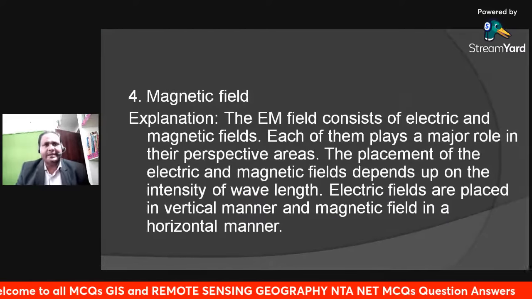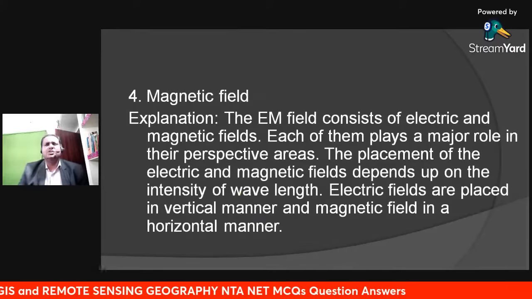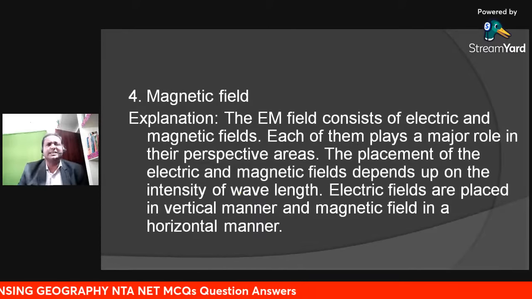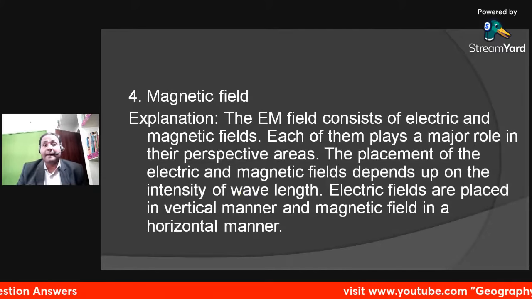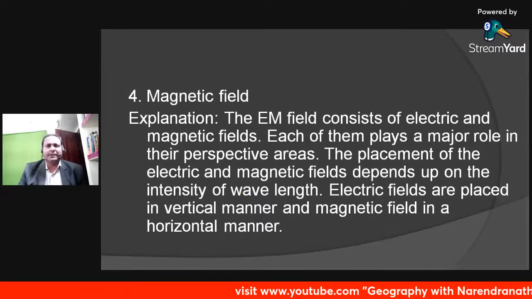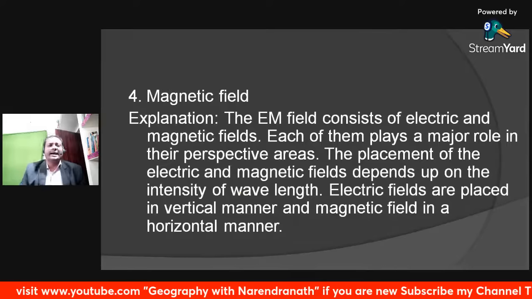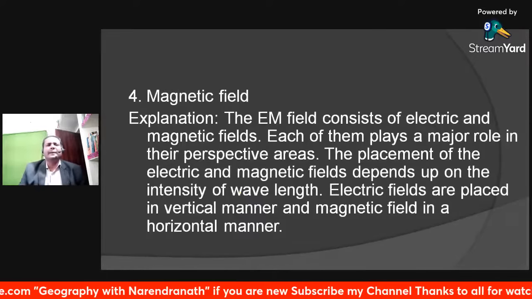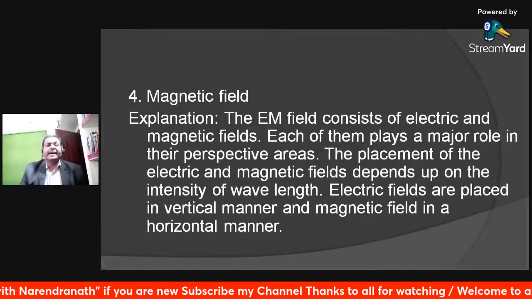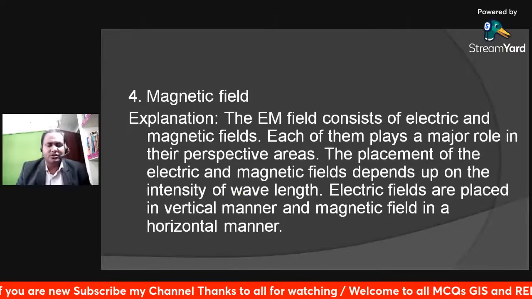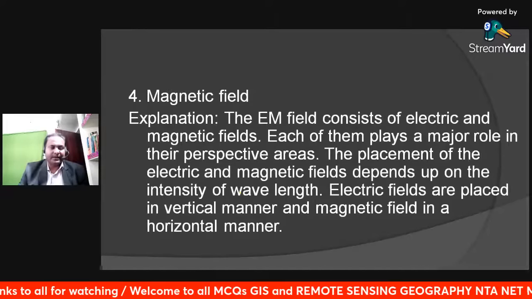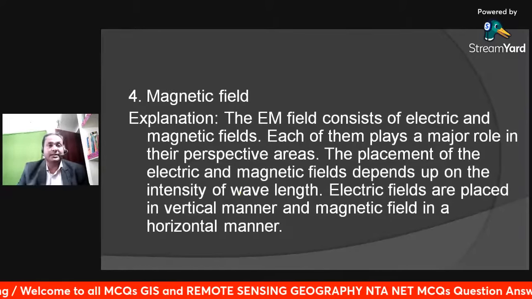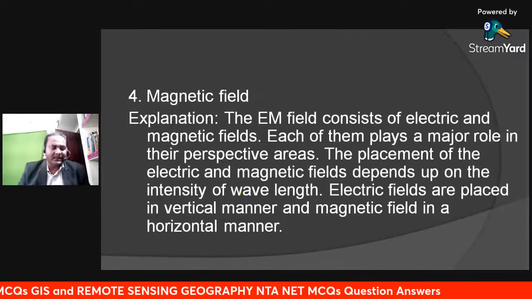The electromagnetic field consists of electric and magnetic fields, and each plays a major role in the placement, depending on the intensity of wavelength. Electric fields are placed in a vertical manner and magnetic fields in a horizontal manner. So definitely the magnetic field is the correct answer. Yes, Sabuddin is correct.